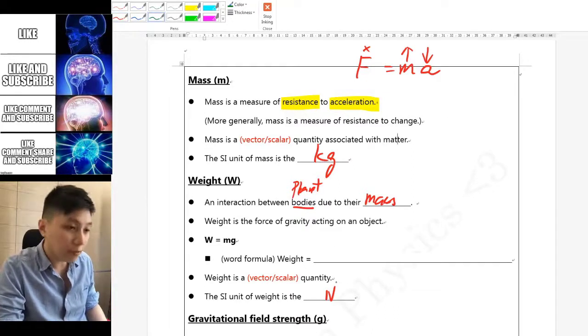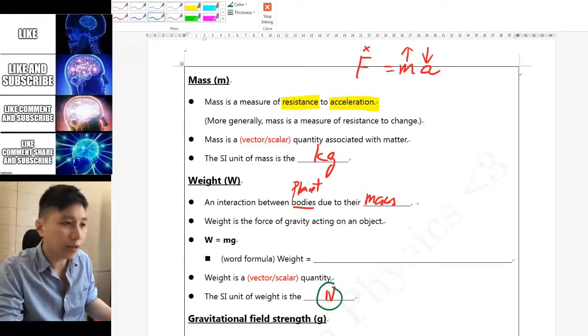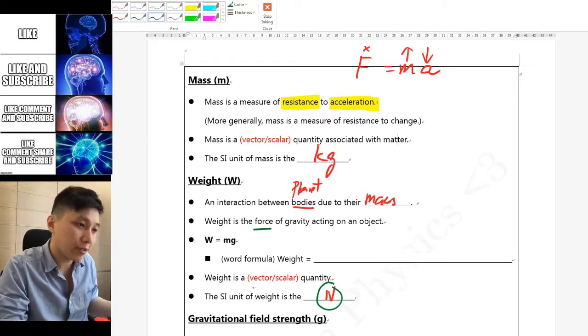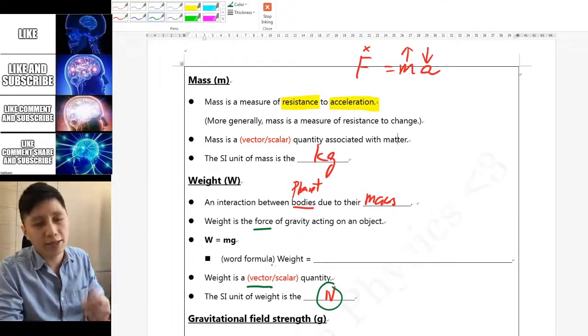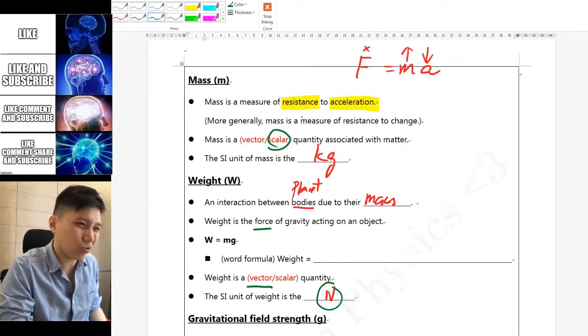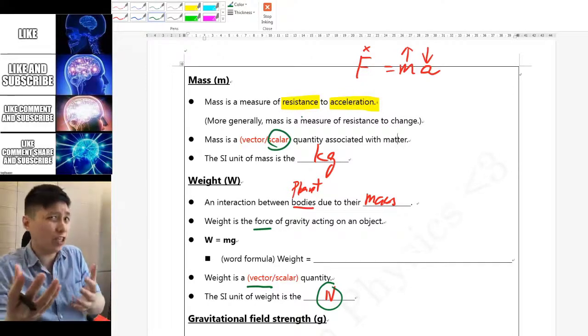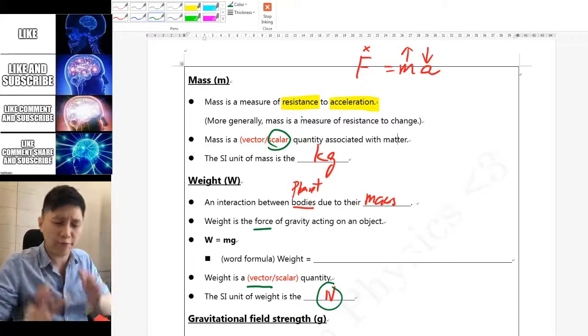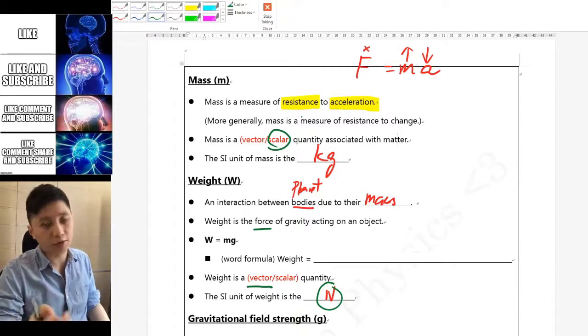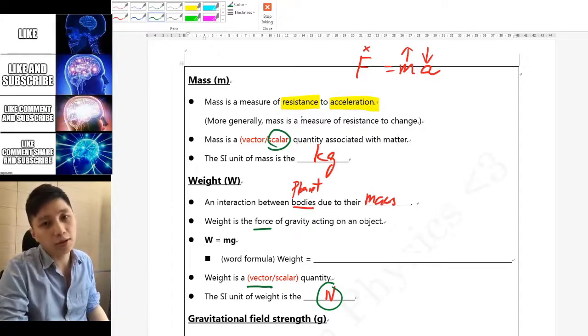And again, you can tell from the unit because it is in Newton, and therefore weight is a force, and therefore force is a vector, and therefore weight is also a vector. Meanwhile, mass is a scalar. You can't say I am 70 kg upward or downward or left or right. There's no direction for mass. While for weight, there's direction, pointing downward towards the planet.